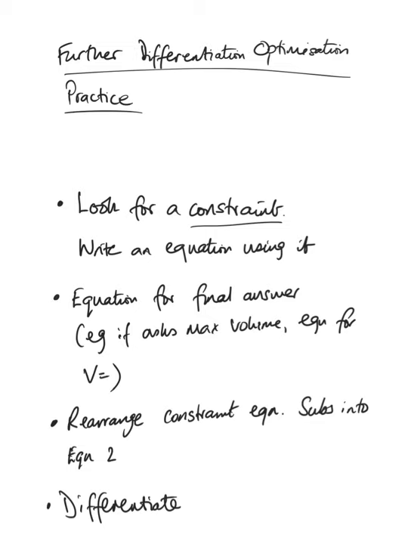Also, look for what they want as the final answer. If it's asking for max volume, write an equation for volume. If it's asking for minimum surface area, write an equation for surface area, and so on. You're going to rearrange your constraint equation and substitute it into equation 2 and differentiate, and then answer the other questions. But essentially they're the key 4 steps that you need to be looking at.